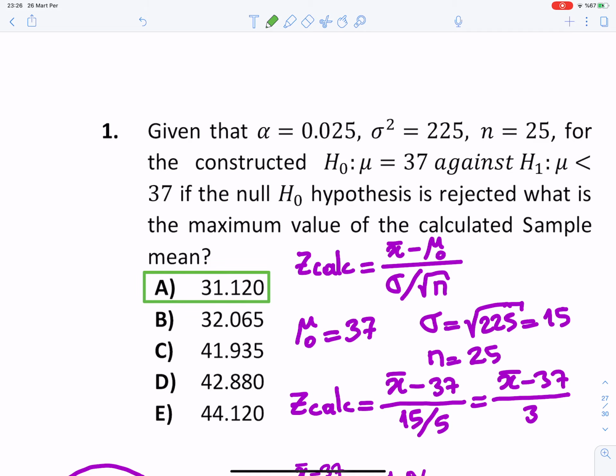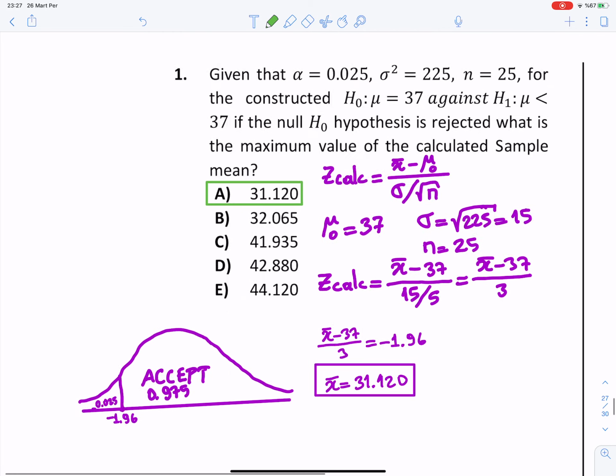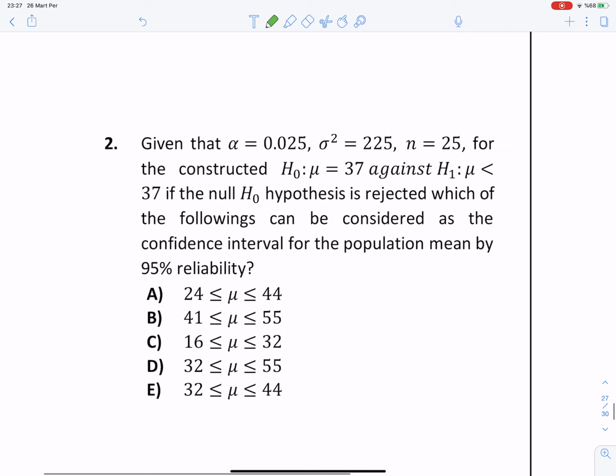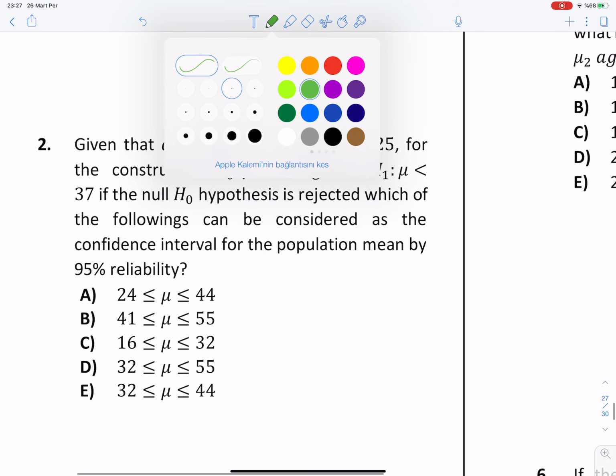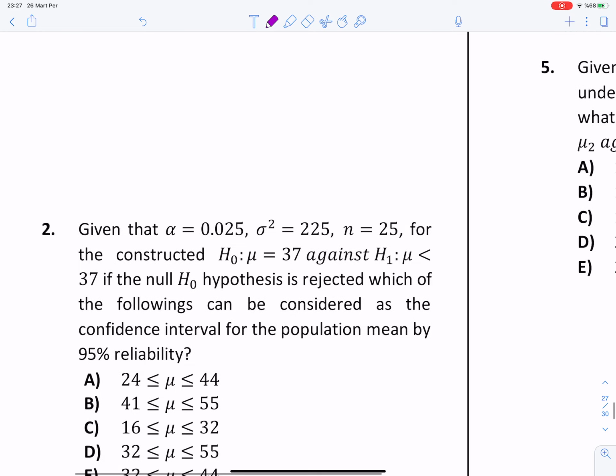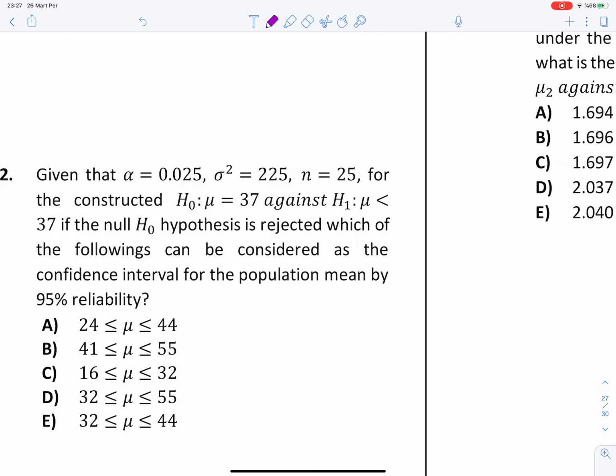Okay, let's get to the next question. It's not that hard. The first question. Okay, the second question is, in fact, a very similar question to the previous one. The question is only different. The required question is different for this one.